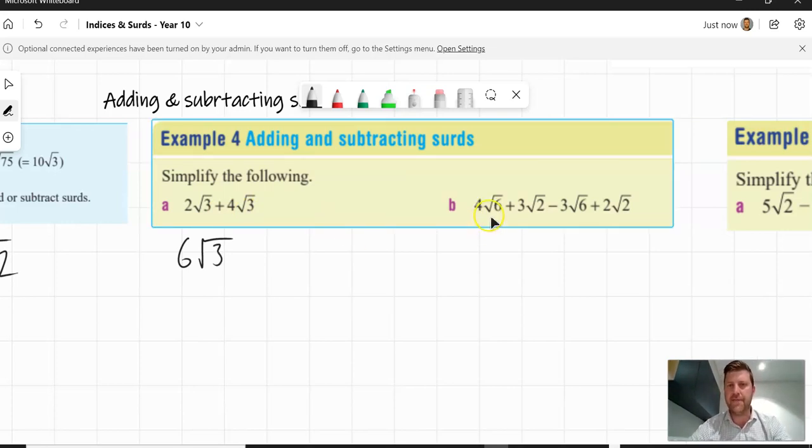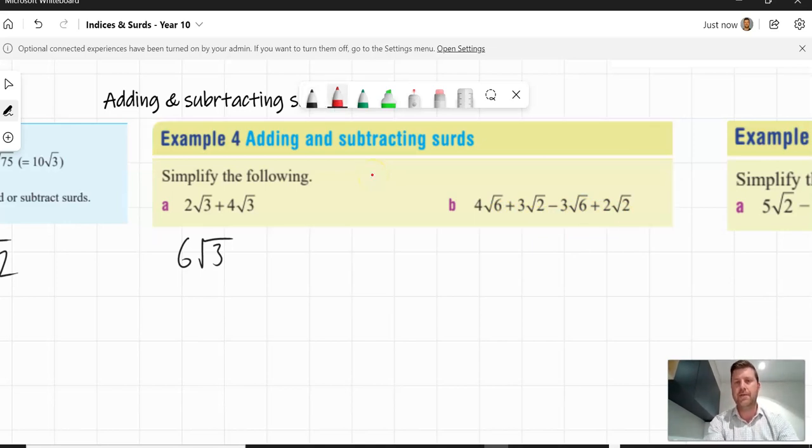Second example here, I have 4 surds, 2 pairs of like surds. So what I'm going to do is underline those for you. 4 root 6 and minus 3 root 6 are like surds because they both have the square root of 6 there. And positive 3 root 2 and positive 2 root 2 are like surds, again because they have the same surd there with the 2 under the square root sign. So I'm going to basically just add those pairs together.